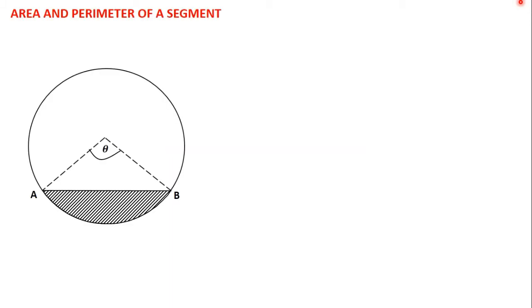We are still on the topic mensuration. In the previous video, we learned how to find the area and perimeter of a major and minor sector. In this video, we are going to learn how to find the area and perimeter of a major and minor segment. In the video on parts of circles, we learned that a segment is an area of a circle bounded by an arc and a chord.